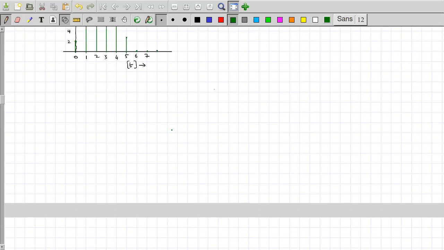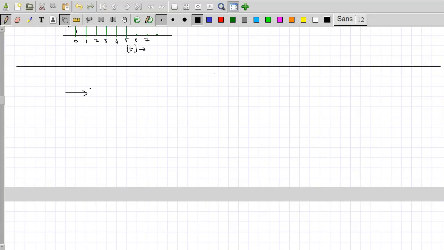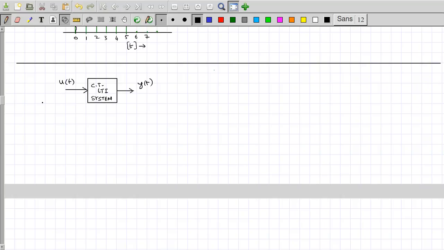So finally, let me tell you a little bit about continuous time systems. So far we've been doing everything with discrete time systems, but now we have a continuous time linear time invariant system. So the input is u of t, the output is y of t. Everything we have done for discrete time systems can be done with continuous time systems. Let me outline the flow for you.